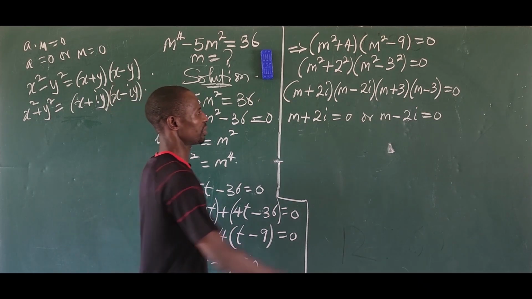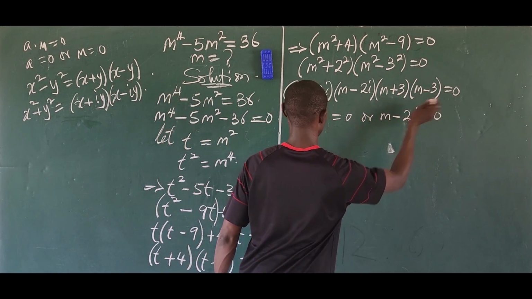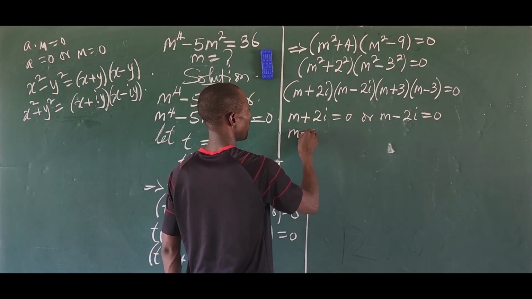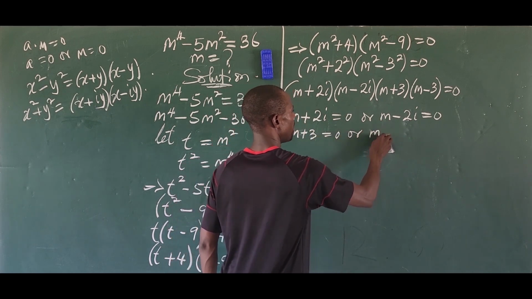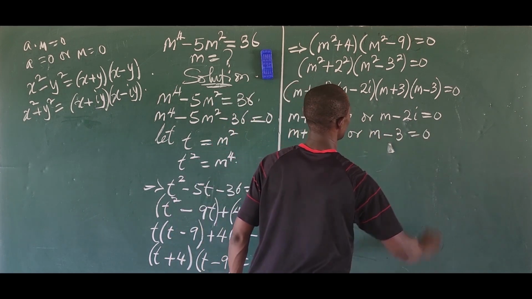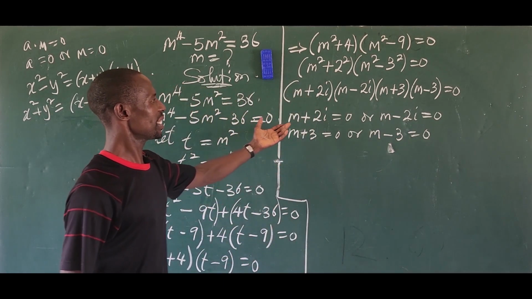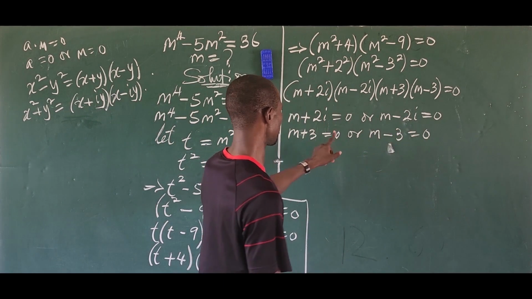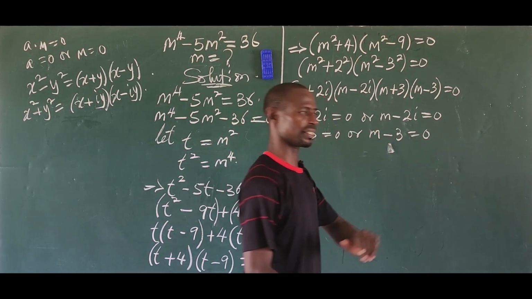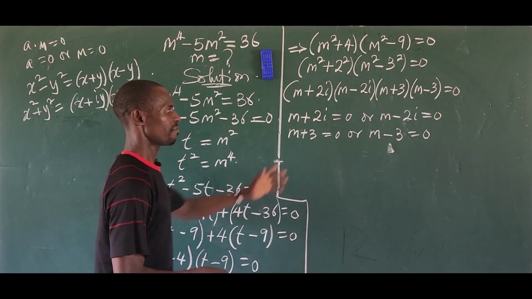Then the second one, we're going to take this to 0, take this to 0. So this is going to give us m plus 3 equal to 0, or m minus 3 is equal to 0. So quickly send this to this side to give us minus, this to give us positive, this to give us minus, this to give us positive. So what are the values of m from here?